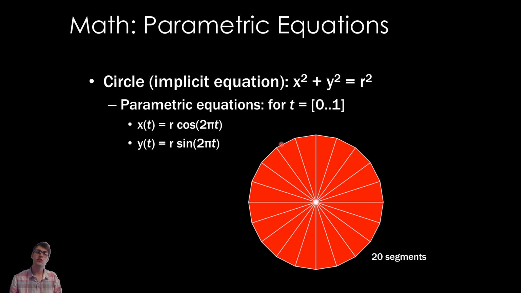Now the reason this looks chunky and not like a real circle is simply because they only chose 20 points of t along the line. If you want the circle to look nicer, you can choose more points of t.